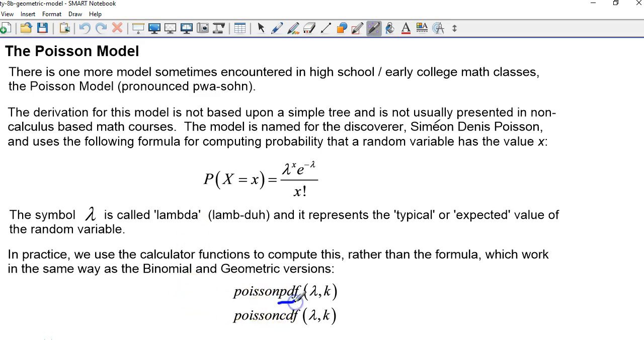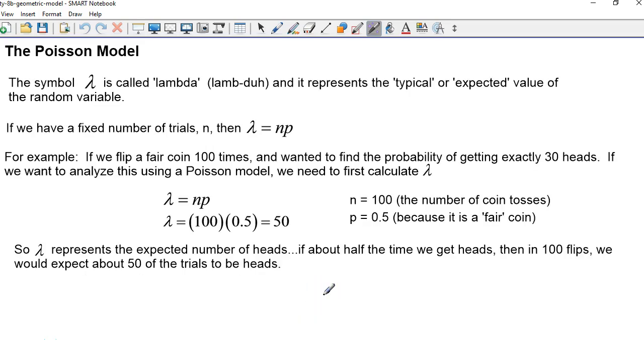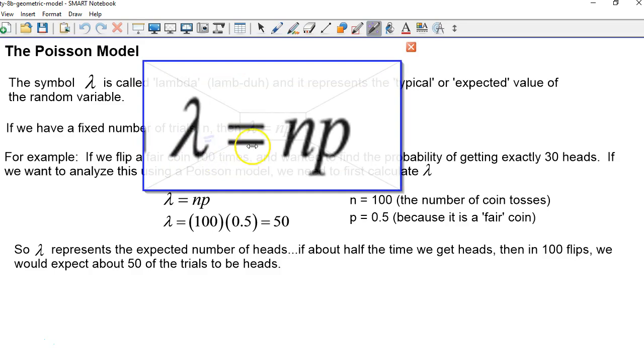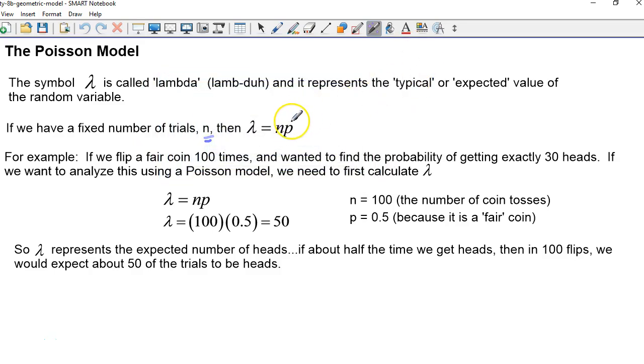There's a PDF version that gives us an exact value and a CDF version that goes up to and including a value. But in this case, we don't have an n value and we don't even have a probability p value to enter. We just have this lambda value and then the k value that we're interested in. This symbol lambda, representing the typical or expected value, sometimes we can compute if we have a fixed number of trials, an n value. Then lambda is n times p.